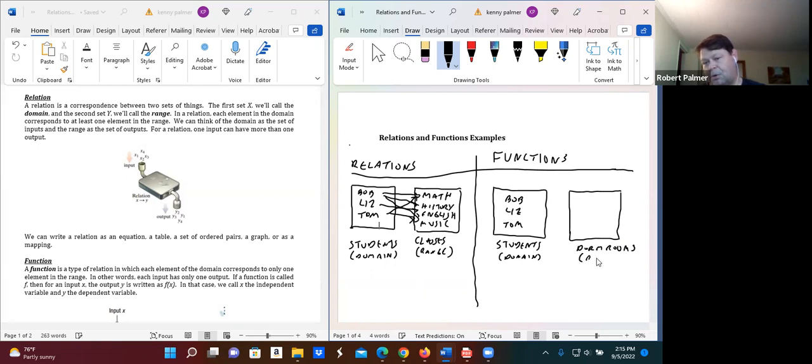So maybe they're going to live in the dorm. So this is our range. In this case, this has to be a function because it doesn't make sense to assign one person to more than one dorm room. Let's say we have one dorm, looking at just 3 rooms: room 1, room 2, and room 3.